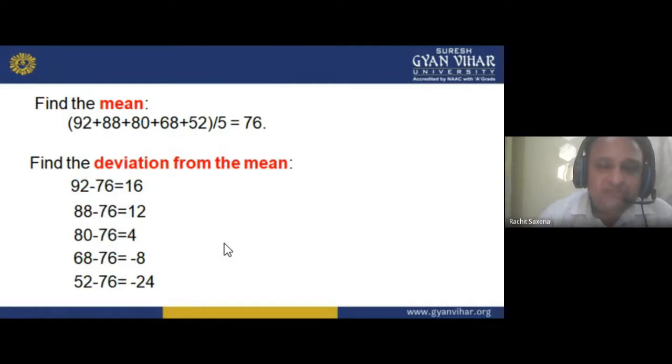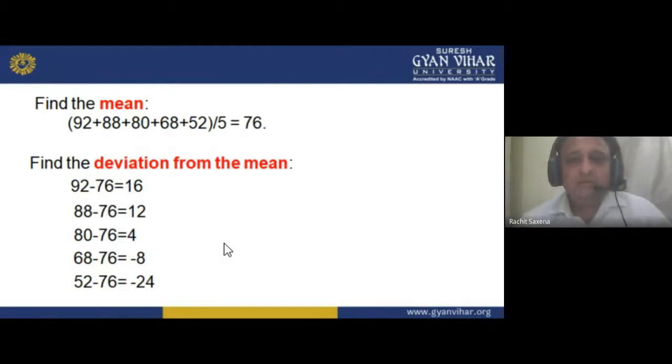Now A plus B plus C plus D plus E, divided by how many students? 5. So we have 5 students, A, B, C, D, E, and the addition of these upon n, that is 5. So 92 plus 88 plus 80 plus 68 plus 52 gives us 76 here. You can also do it with your calculator or simple calculation. 92 plus 88, so what can we say?